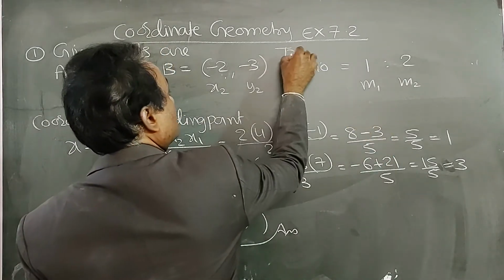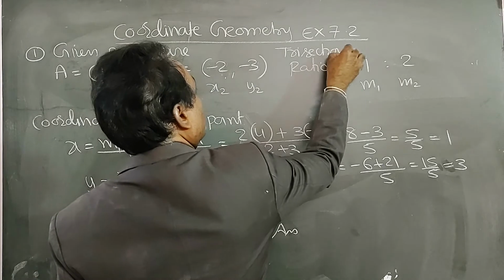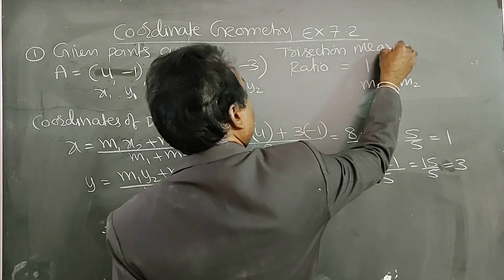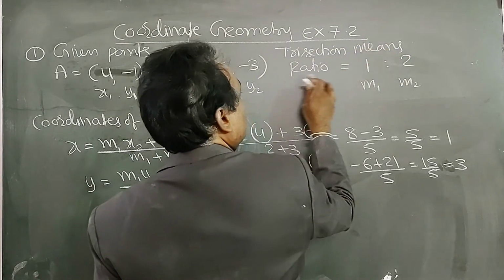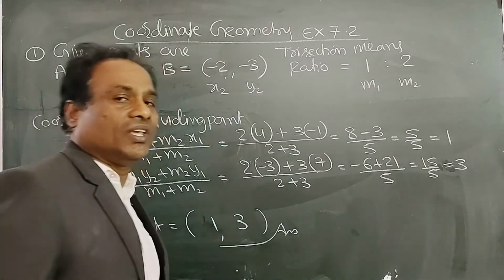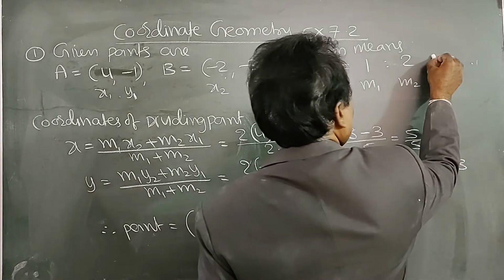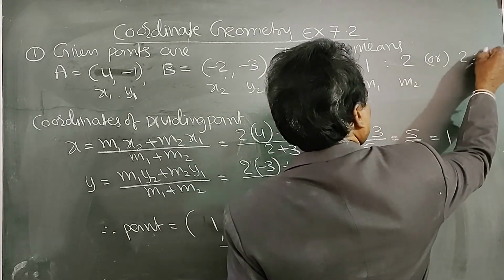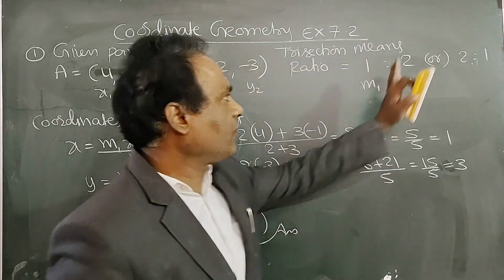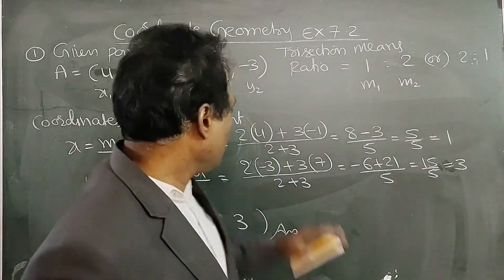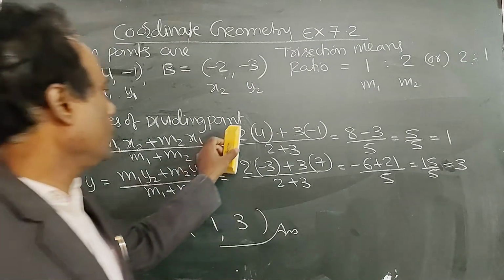Trisection means the ratio is 1:2 or 2:1. 2:1 we will do later. Now forget about 2:1, only 1:2. Apply this formula. Do it, students.